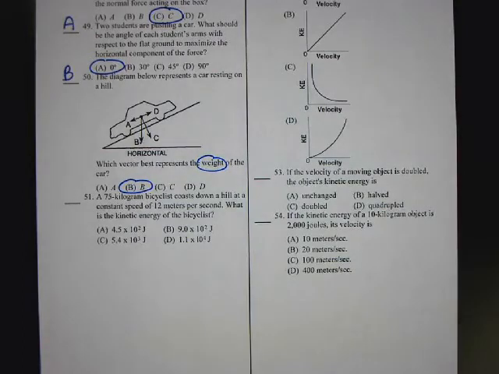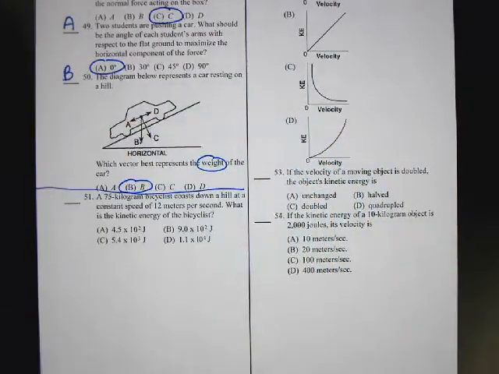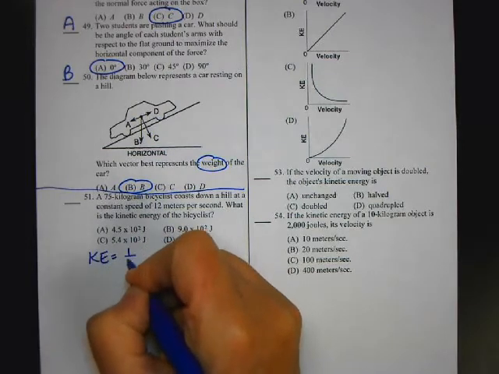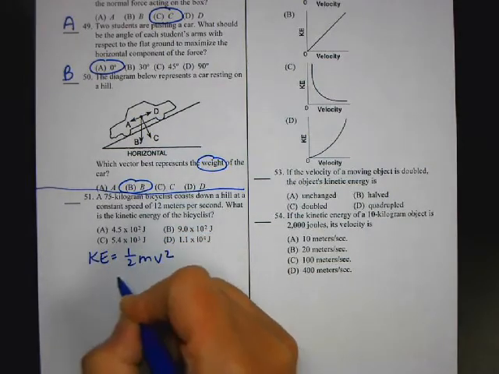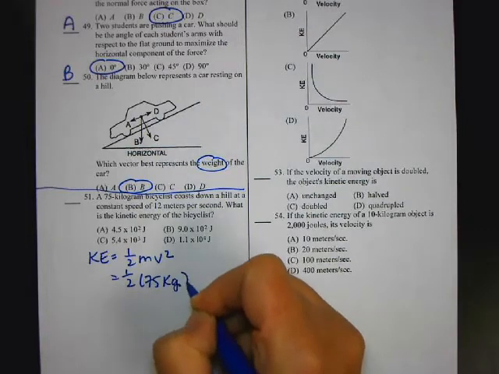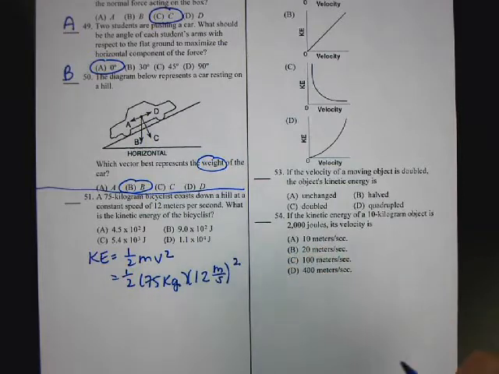Number 51. A 75-kilogram bicyclist coasts down a hill at a constant speed. So we know constant speed. What is kinetic energy? Oh, so now we're up to Chapter 5, work, energy, and power. That was the end of Chapter 4. Well, I know that kinetic energy is equal to 1/2 mv squared. So it's going to be 1/2 times 75 kilograms times 12 meters per second squared.